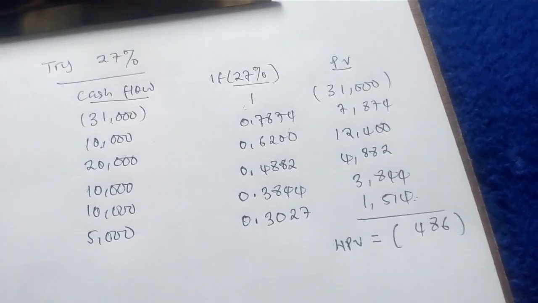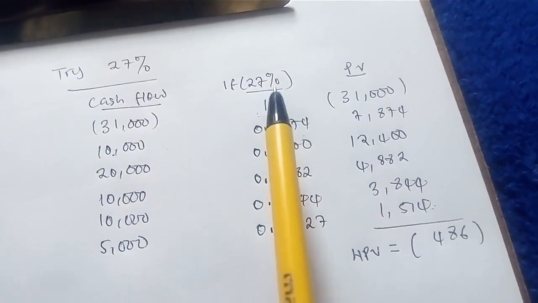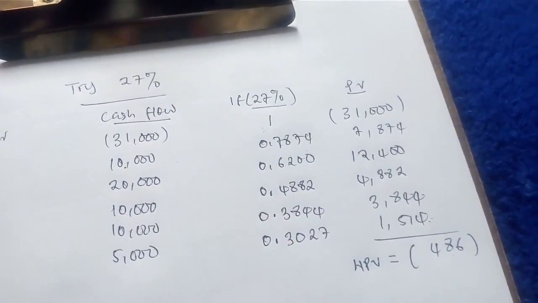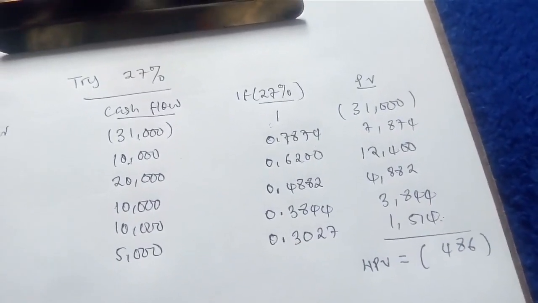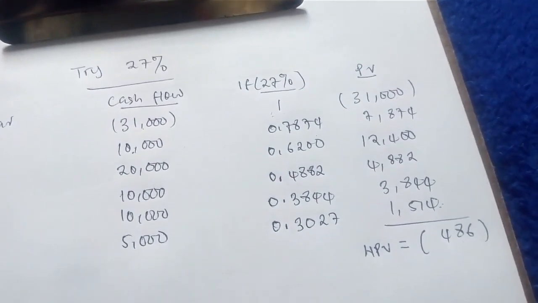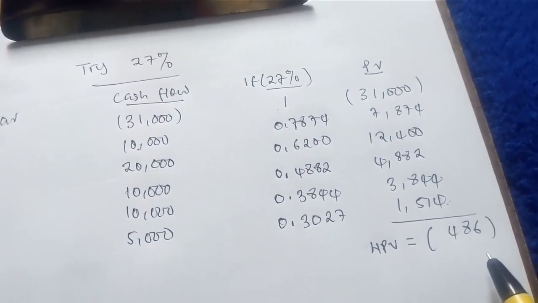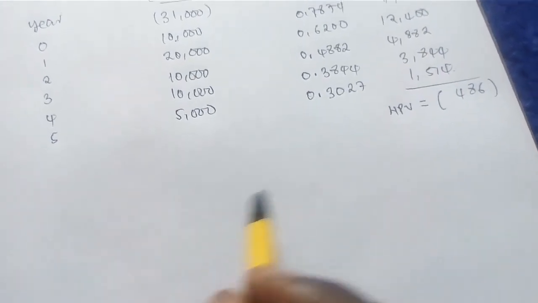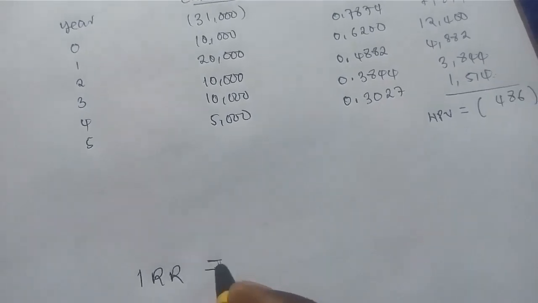So what it means is the rate that will give us a 0 lies in between 27% and the rate that we just tried, which was 20%. So in between 27% and 20%, or may I simply say in between the original rate, which is 14%, and 27%. But how do we find that rate that will give us the 0 NPV? So we have to do the linear interpolation here in order for us to find that rate. So for the internal rate of return, we have to interpolate.